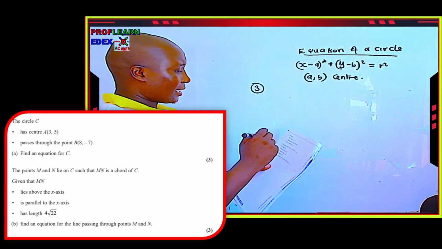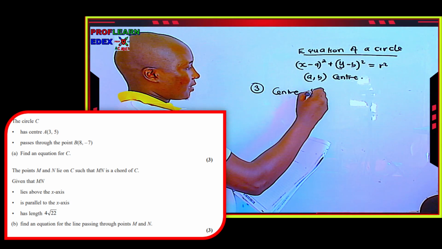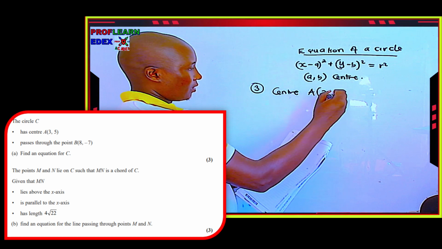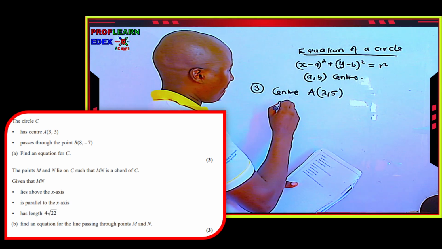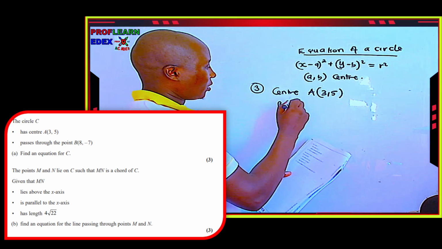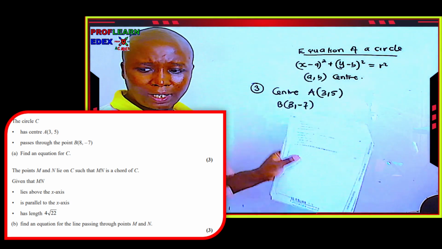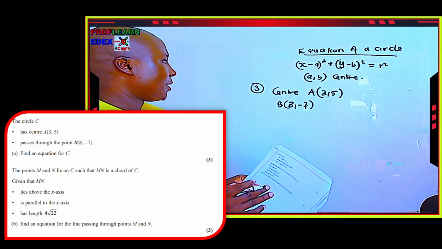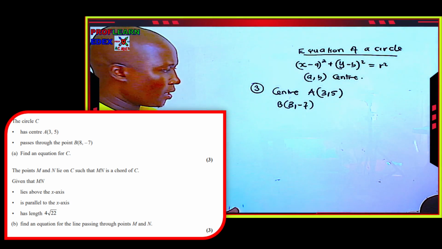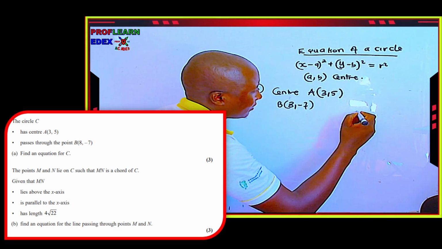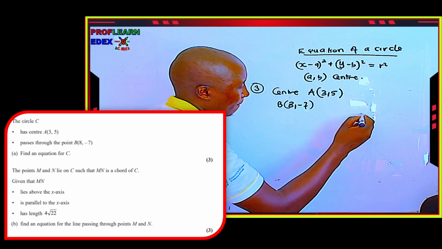You are told that the center of the circle is A, which is 3, 5. And this circle passes through the point B, which is 8, negative 7. Once you have that information at hand, you can find the equation of the circle. To find the equation of the circle, let us first try to draw that circle.